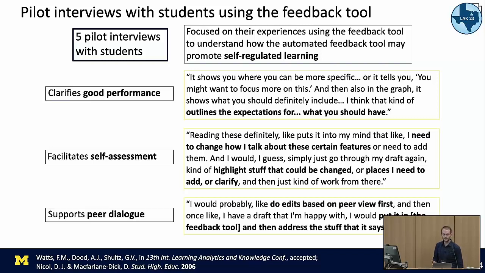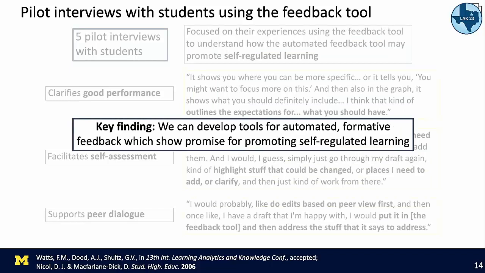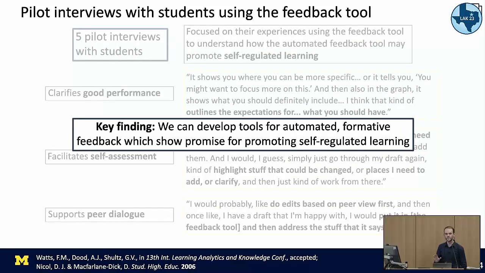And then lastly, the students did talk about how it could support peer guidance. So the students said that they would do edits based on peer review first, and then they would put their writing into the feedback tool and address things further. So we saw that, at least from this small pilot study, that students wouldn't necessarily replace the peer review, but would use this to supplement peer review. So the key finding from this is really that we can develop these types of tools for automated formative feedback, and just from this really small study, they do show promise for promoting self-regulated learning.